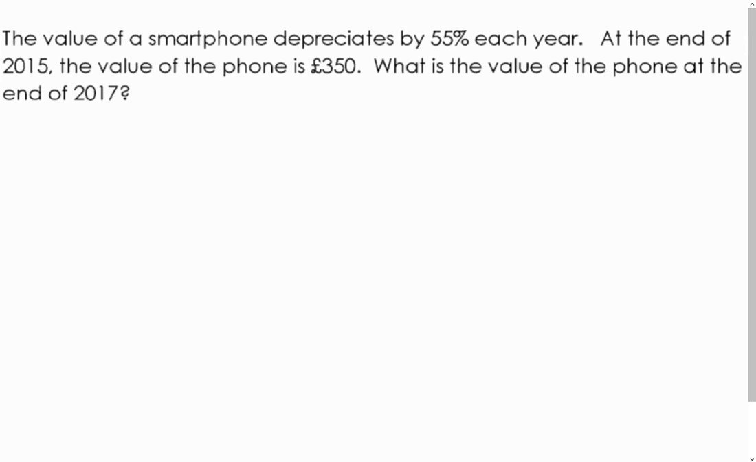The value of a smartphone depreciates by 55% each year. So again, as a decimal, that would be 0.55. At the end of 2015, the value of the phone is 350. So what's the value at the end of 2017? So you can see that is 2 years. So your value at the end of the 2 years is your 350 times, and because it's depreciation, it's 1 minus 0.55 to the power of 2.